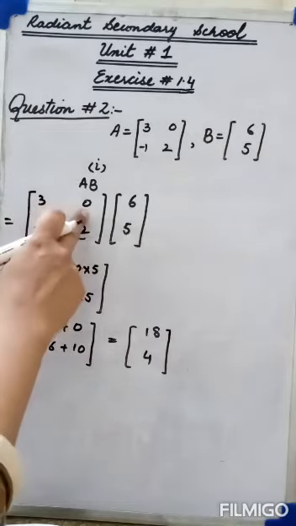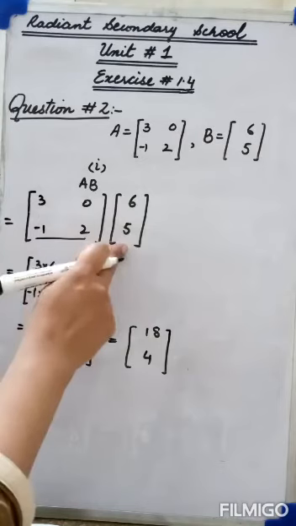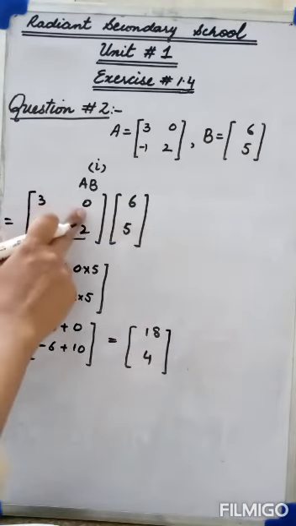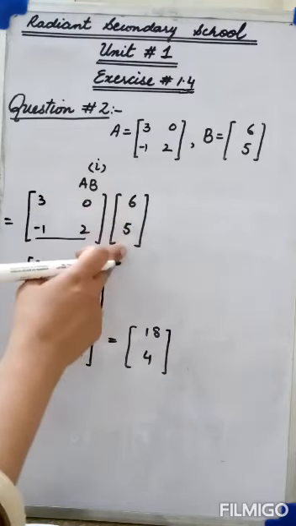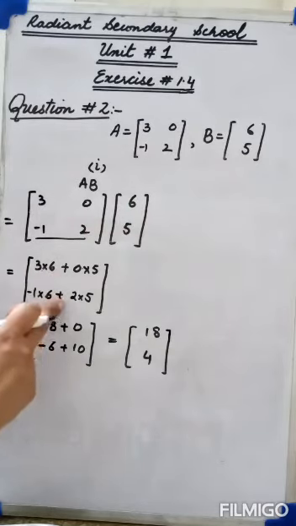We have multiplied this first row with the first column and we are getting a single entry. Second row with the first column, we are getting a single entry, right? So when you have completely multiplied the first row with the first column, you have to put the plus sign. If you are not putting the plus sign, then your complete question will be wrong.